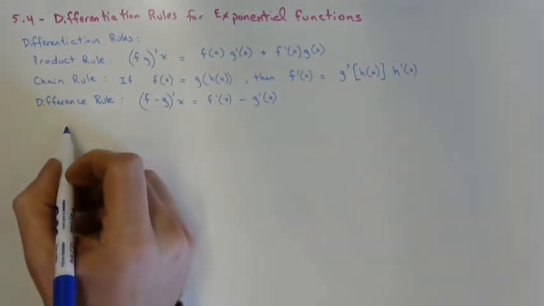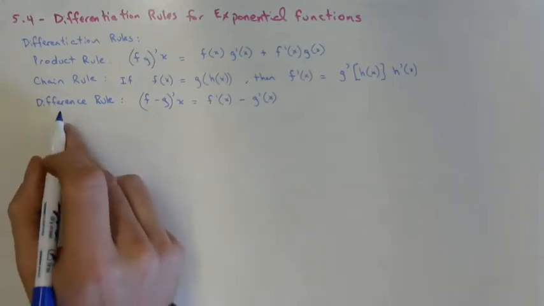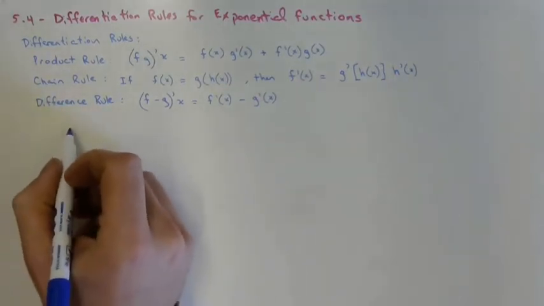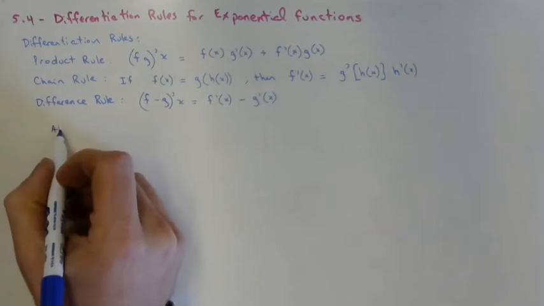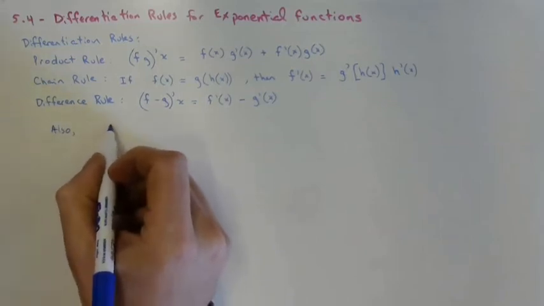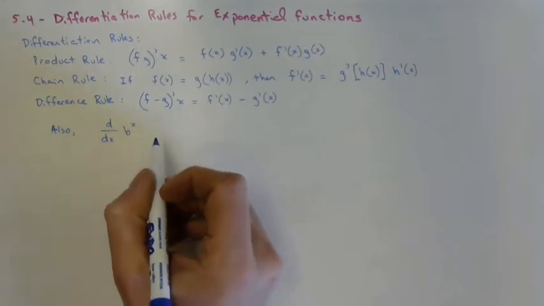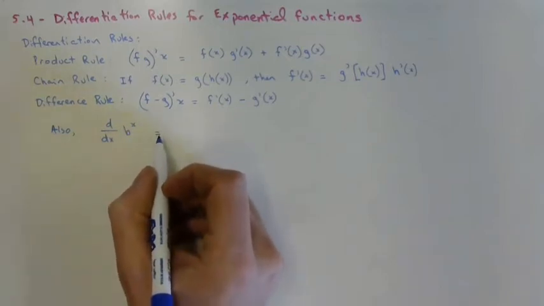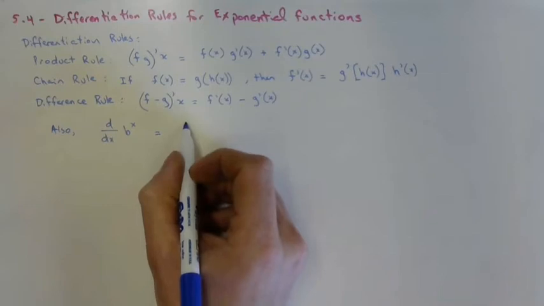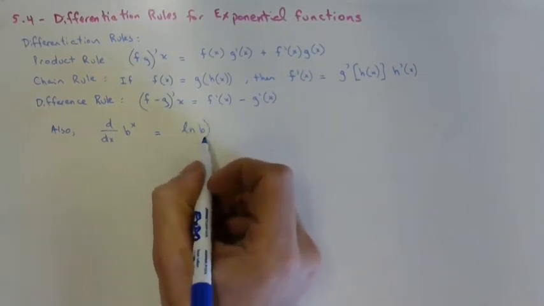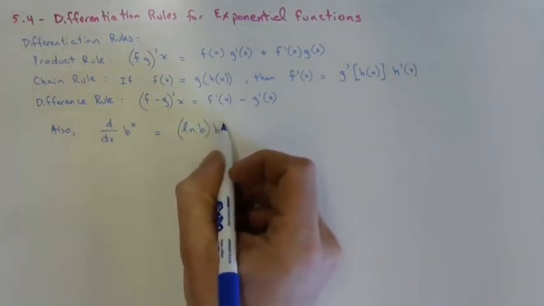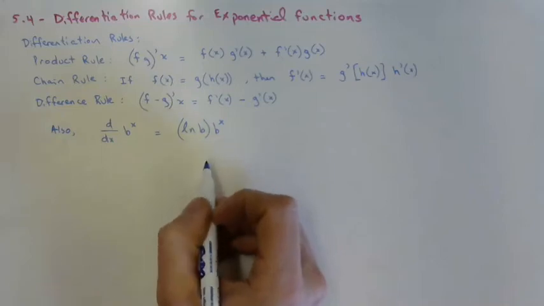And then in this unit we learned that specifically for exponential functions, d by dx, the derivative of an exponential function is the natural log of b times the original function.